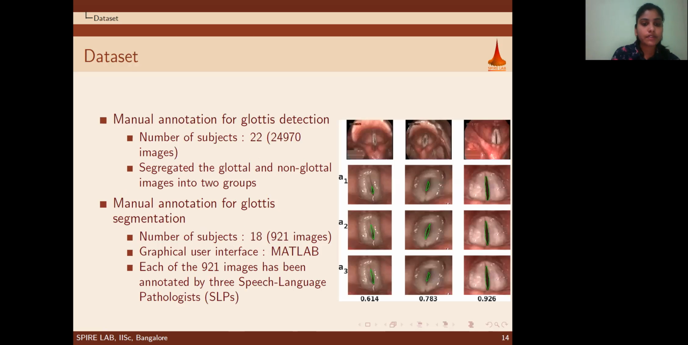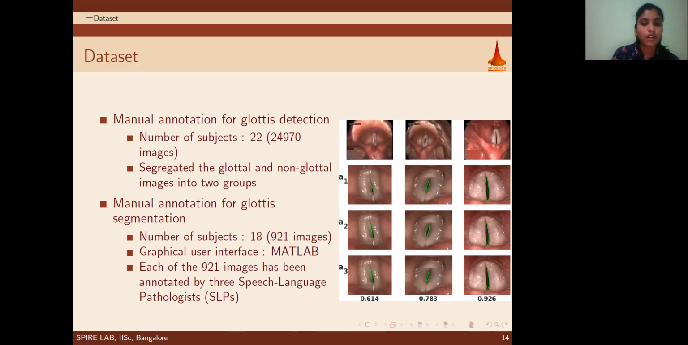The manual annotation for glottis detection is done for 24,970 images which are extracted from 22 stroboscopic videos. And labeling is done by manually segregating the glottal and non-glottal images into two groups. Out of 24,970 images, only 921 randomly selected images from 18 subjects are used for glottis segmentation.